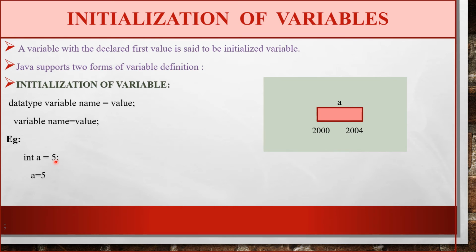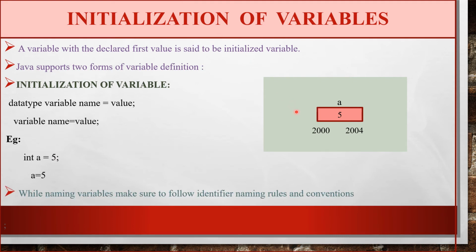If initial value is not given at the declaration time, then the default value will be stored in the box, which is 0 as you have seen in the previous slide. But if initial value is given at the declaration time, then in the memory block, instead of the default value 0, the initial value given by the programmer, that is 5, it will be stored. I hope this is clear to you.